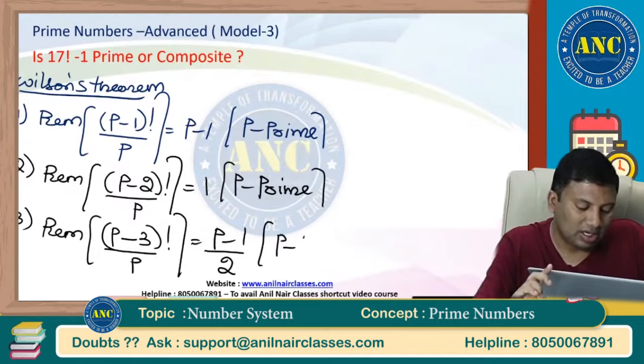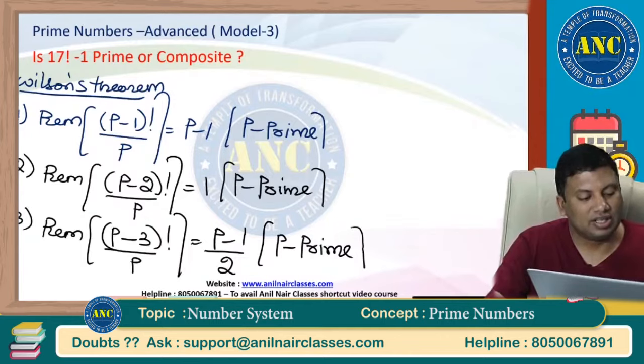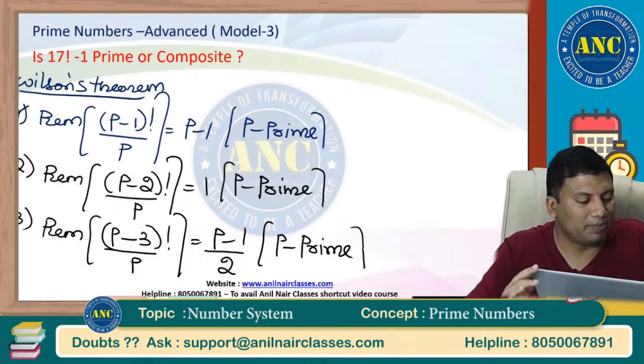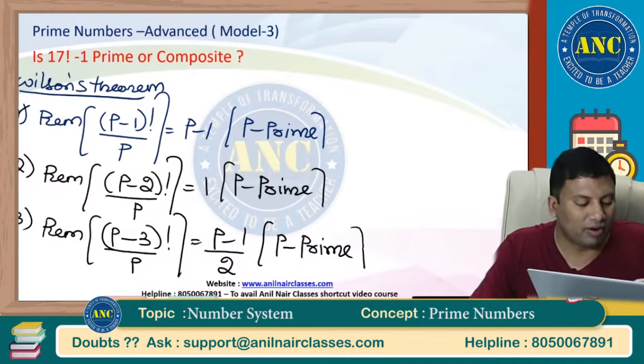These are the three important conclusions from Wilson's theorem, the corollaries of Wilson's theorem. In the previous class, I discussed the proof of each and every one. Go back and see previous classes of prime numbers. You will understand why it came. The proof I have also discussed by using backtracking.